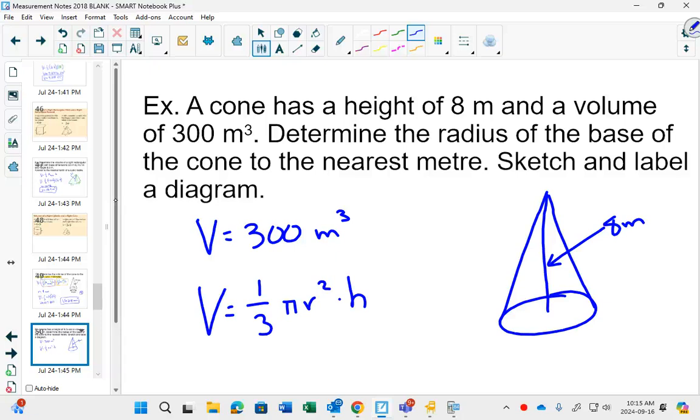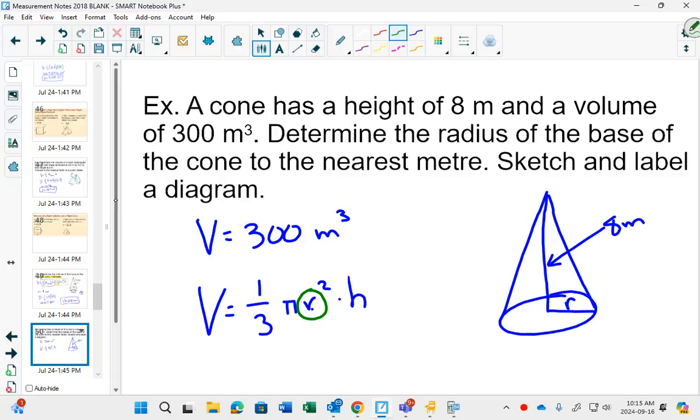So it wants us to find that part right there, the radius. If you have a formula, like we have a volume formula here, this volume formula has 3 variables: volume, radius, and height. If we want to find one of those variables, we need the other ones to be there. So for example, when we wanted to find the volume, we needed to plug something in for radius and something in for height. Now, we want to find the radius.